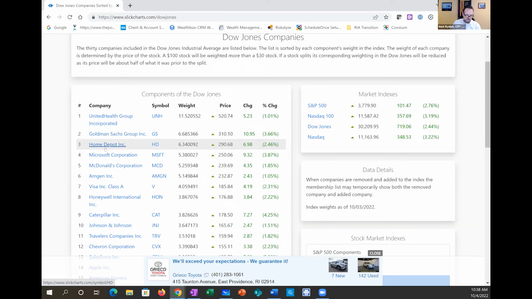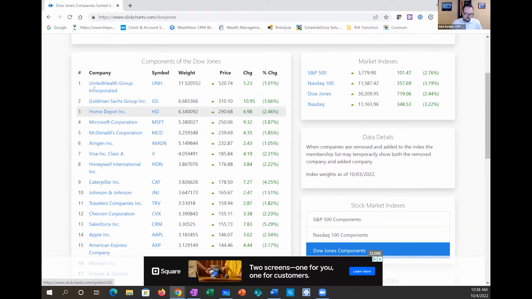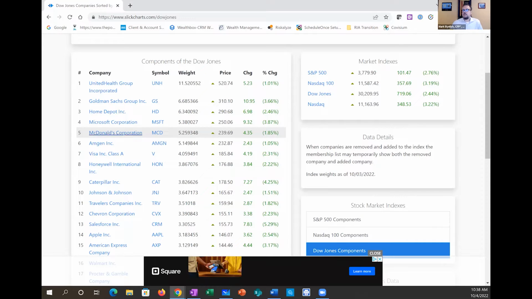And then you have Goldman Sachs, Home Depot, Microsoft. I kind of want you to just take a snapshot of this in your mind. McDonald's, Amgen, Visa, Honeywell. So you'll see that even if you focus on the top 10, these probably aren't any surprises for you. Now, that's the Dow Jones Industrial Average.